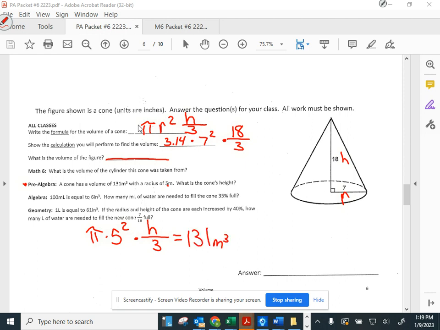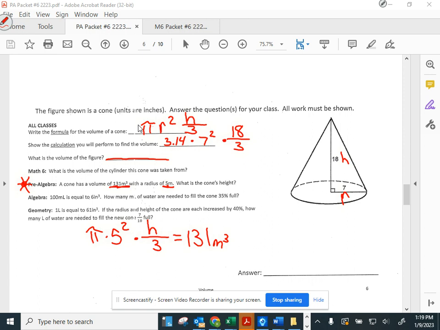131 meters cubed. Wait, is it 18? Nope, because this is different than that. It's a different cone. So when you dig down to this one, we're doing a different cone. We need to use the numbers that it gives us, and we're going to solve for our height. So it's doing those opposite operations.